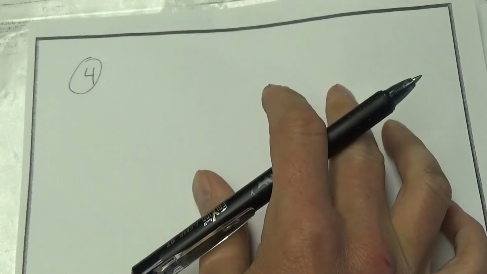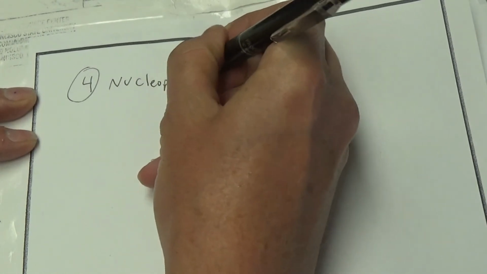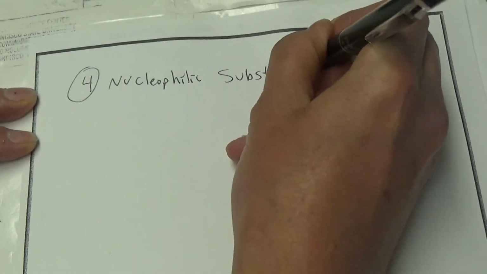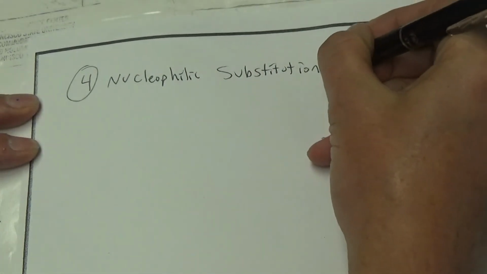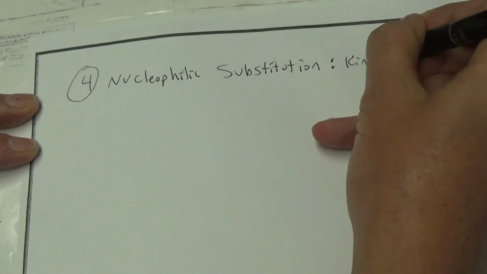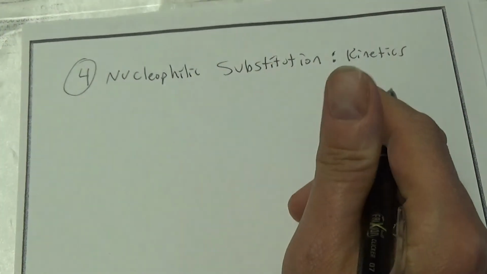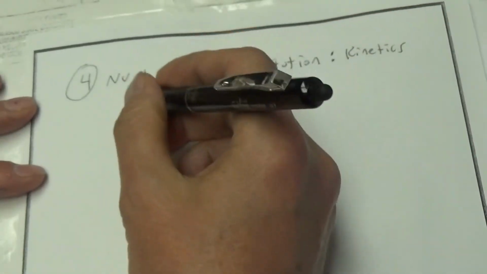Moving on to topic number 4. We're going to continue back to nucleophilic substitution and talk about the kinetics of this reaction. Kinetics, so the speed of the reaction. And it's a pretty simple idea.